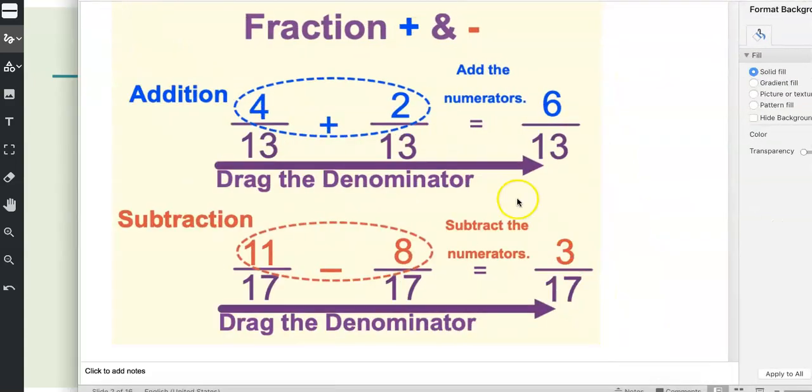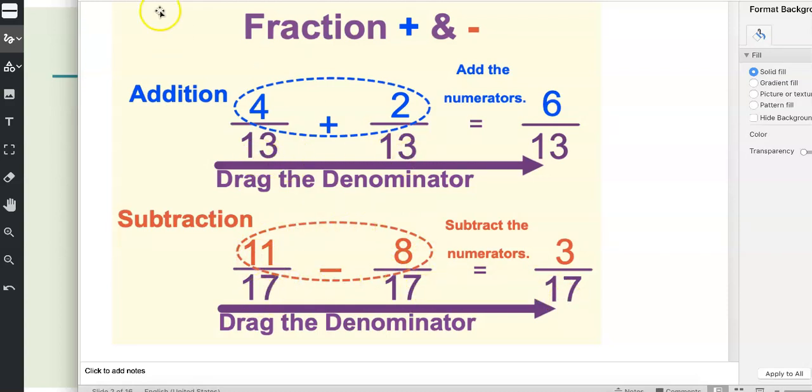Before we get into that, I wanted to just look back at our anchor chart, our notes on adding and subtracting fractions. Remember that you want the denominators to be the same, and then you just keep the denominator the same. And then the numerator is what you add or subtract. But again, the denominator stays the same.